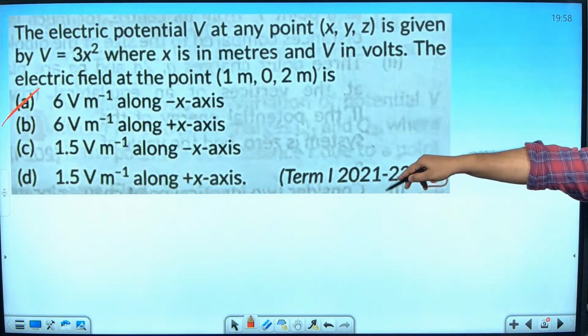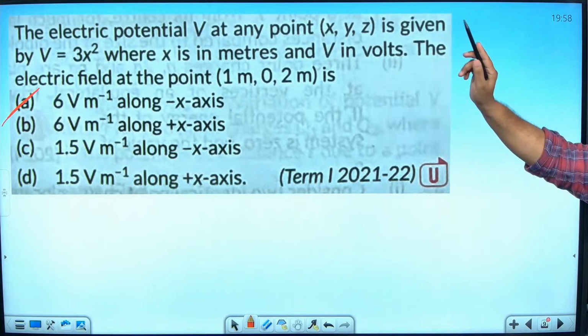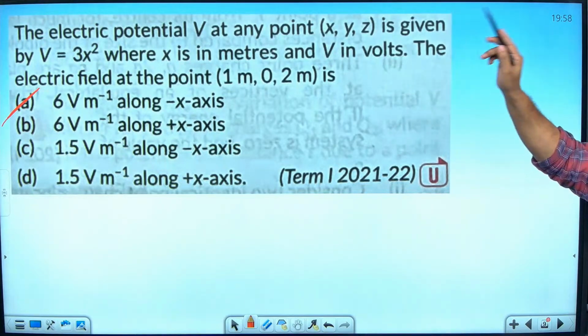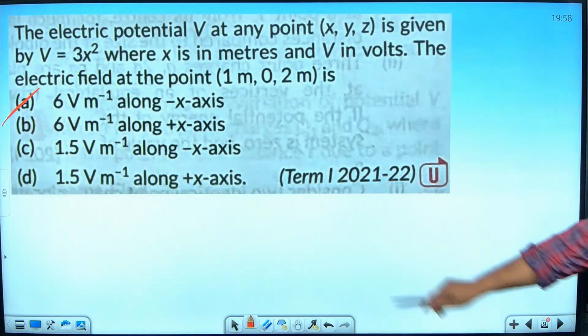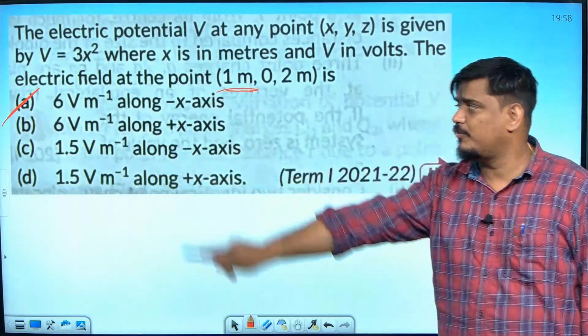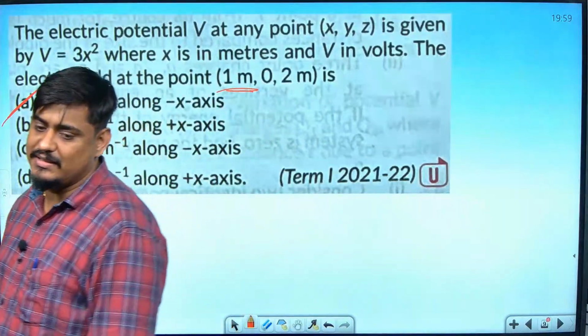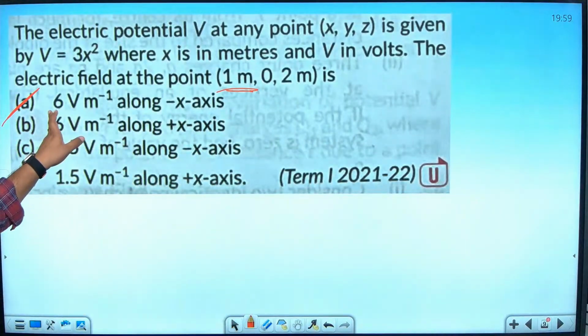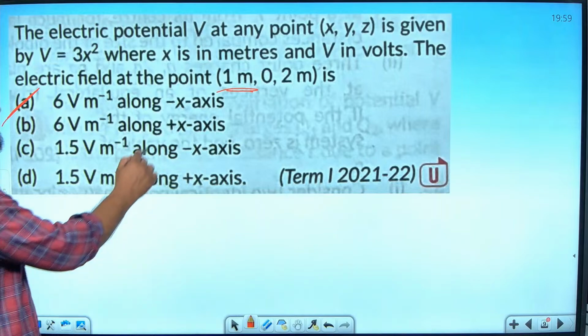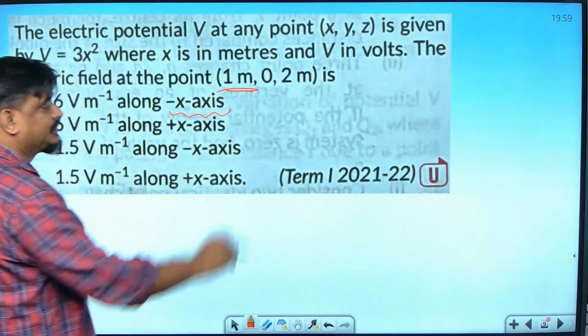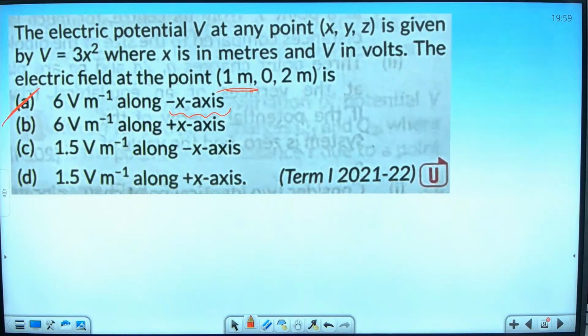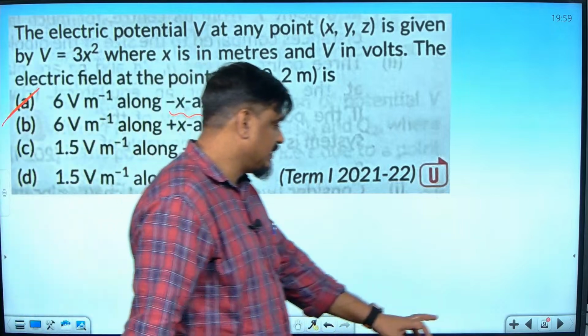So dV by dx will become equal to negative of 3 into x square will become 2x, so it will become negative 6x, and x is given as 1 meter. So when you put the value of x as 1 meter, you will be getting the answer as negative 6. So negative 6 means 6 volt per meter along the negative x axis. Okay, I hope it is clear to you. Is it? Yes. If yes, then let us go to the next.